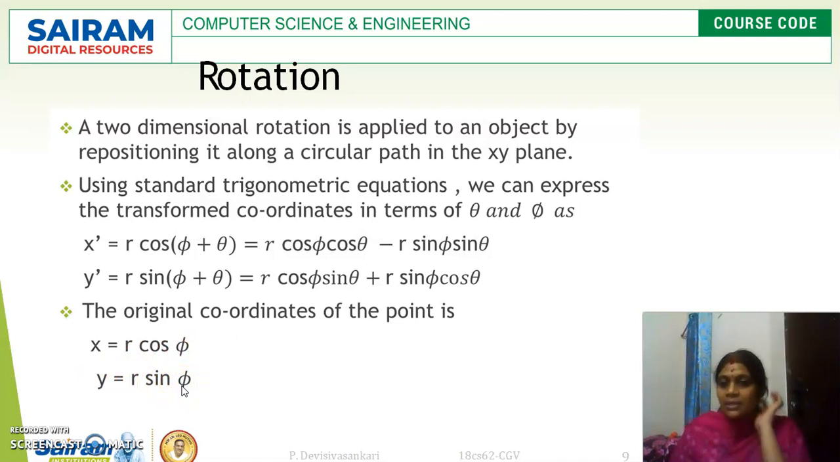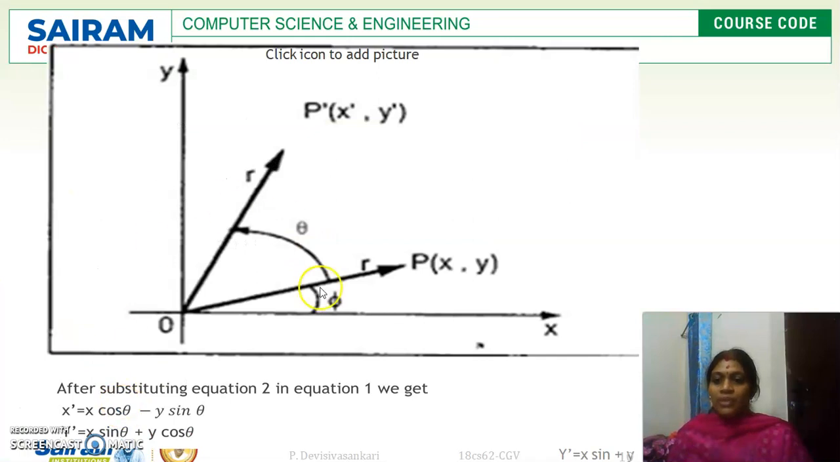So here in this equation, what we are doing, we are just replacing this r cos pi with the x and y term, right? So if we exchange that value, then finally after substituting the previous equations, we are getting x dash is equal to x cos theta minus y sin theta, and y dash is equal to x sin theta plus y cos theta, right? So this is about the rotation.